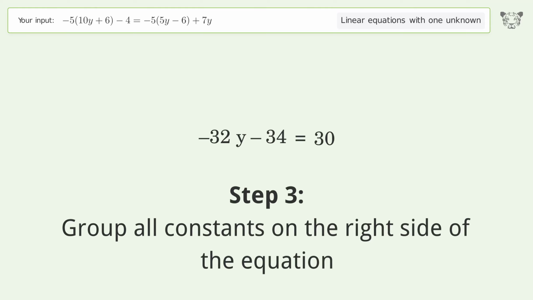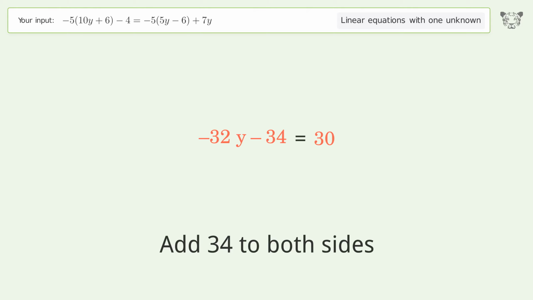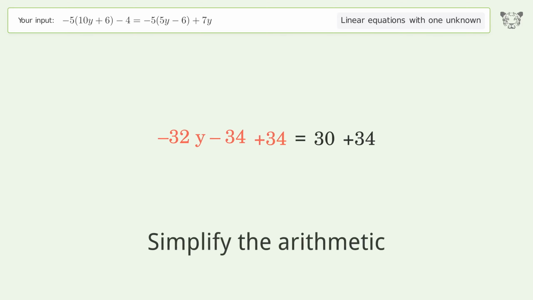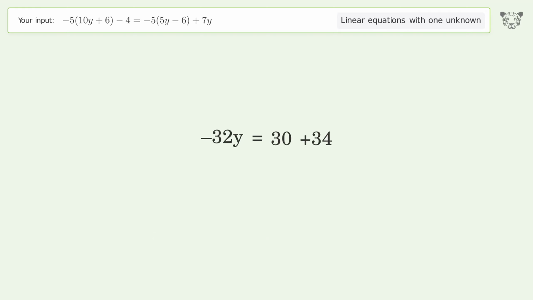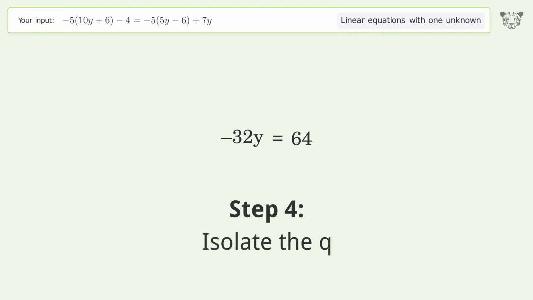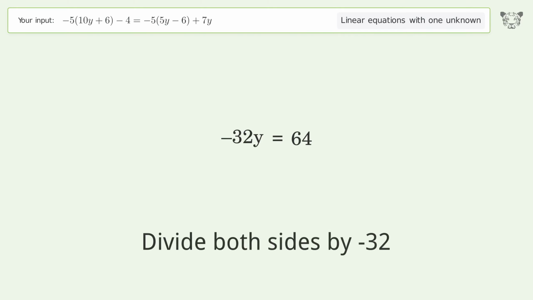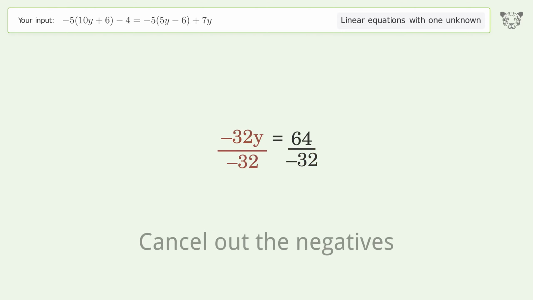Group all constants on the right side of the equation. Add 34 to both sides. Simplify the arithmetic. Isolate the q. Divide both sides by -32. Cancel out the negatives.